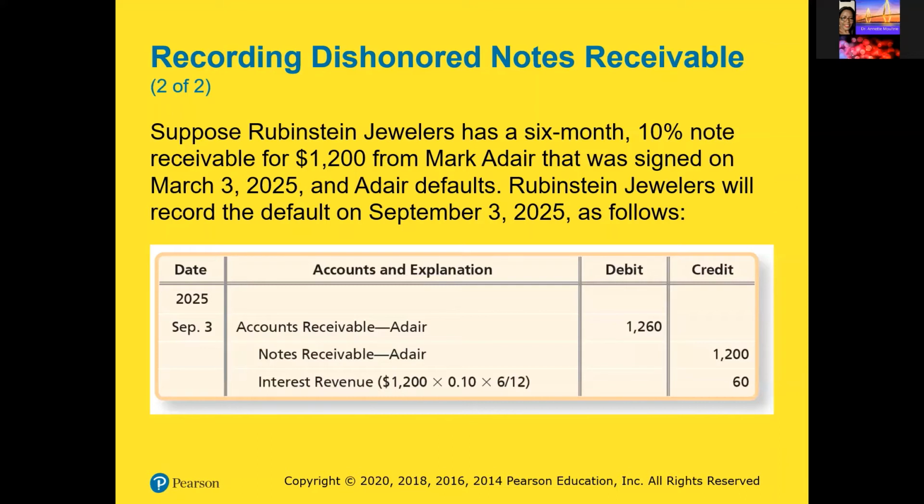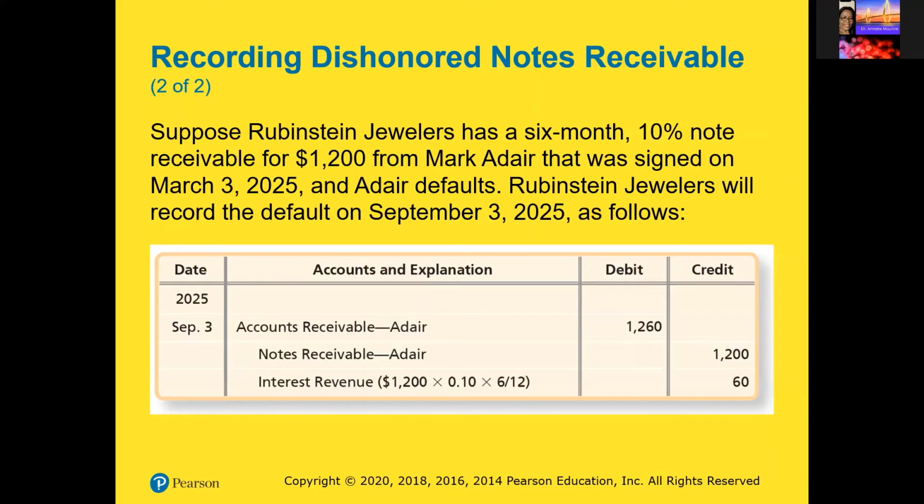Now, even though the note has expired, the debtor still owes the payee. The payee can transfer the notes receivable account to accounts receivable. Then Rubenstein Jewelers will bill Adair for the accounts receivable. Now, this allows Rubenstein to eventually write off the receivable using either the direct write-off method or the allowance method, if at a later date Rubenstein still cannot collect the accounts receivable. Now, this is the end of Learning Objective 9.4.